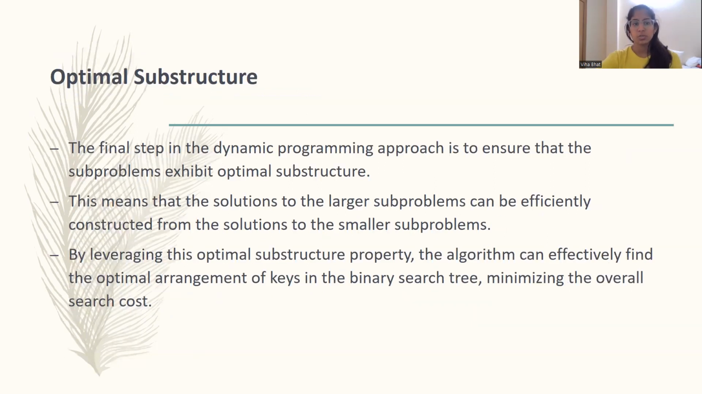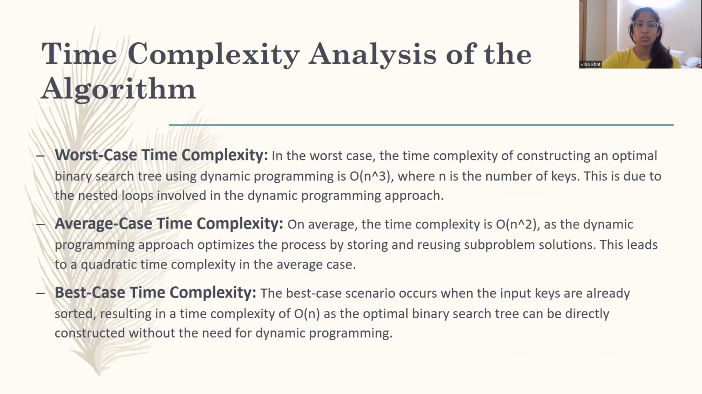Next is optimal substructure. This is the final step in the dynamic programming approach. This means that the solutions to the larger subproblems can be efficiently constructed from the solutions to the smaller subproblems. By leveraging this optimal substructure property, the algorithm can effectively find the optimum arrangement of keys in the binary search tree, minimizing the overall search cost.